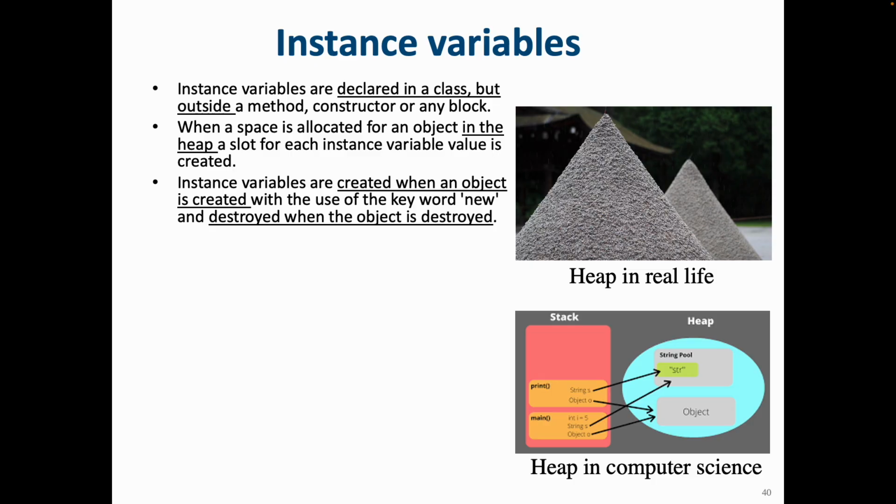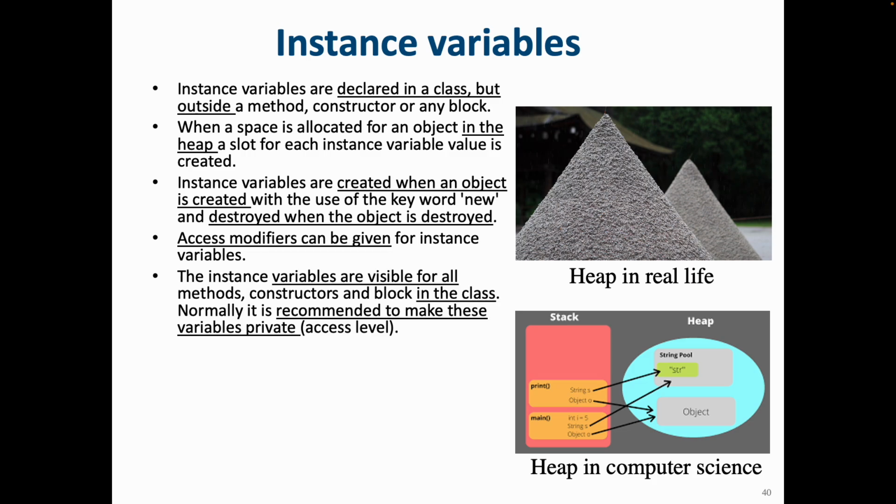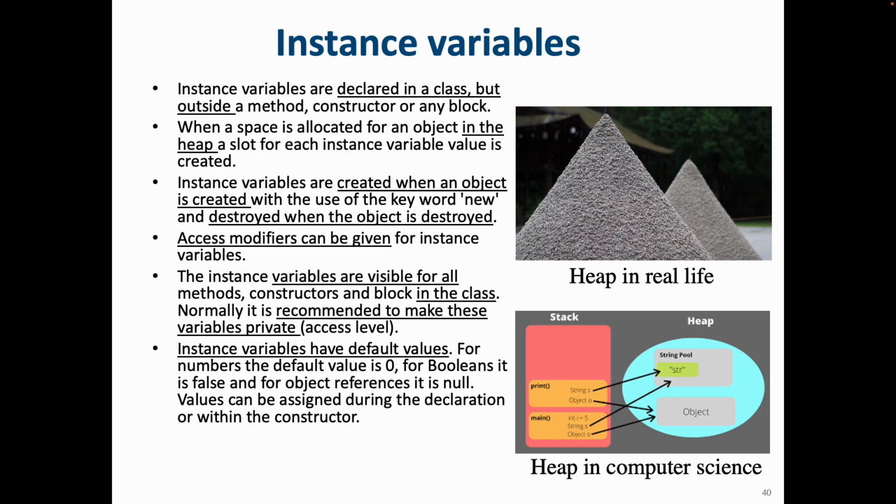When we use the new keyword, the object is created, and then it is destroyed when that object is destroyed in the memory. We use access modifiers for instance variables like public, private, protected, or default. And I think we talked about this. Instance variables have default values, so you don't need to initialize them. If it is an integer, it will be 0. If it is a boolean, it will be false. If it is an object, like a String, it will be null. So you will not get a compile error if you attempt to use them without initializing them.